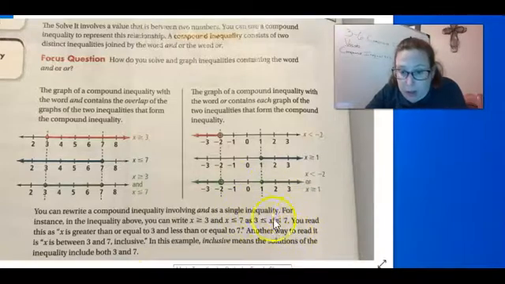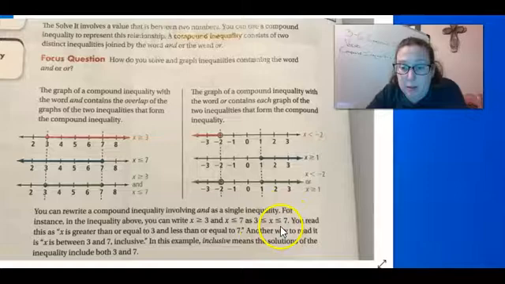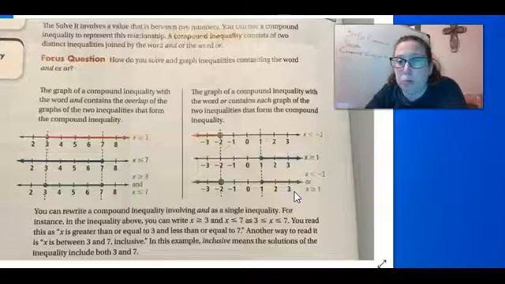So either way is fine. It's perfectly acceptable to leave it like this. It's just a little neater and tidier to combine them like this. "Or" does not have that option, so you have to just leave the two separate inequalities and put "or" between.